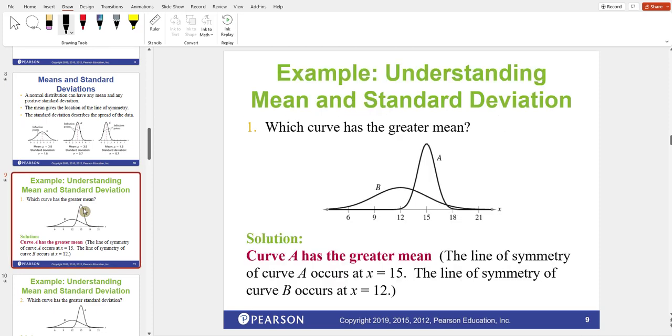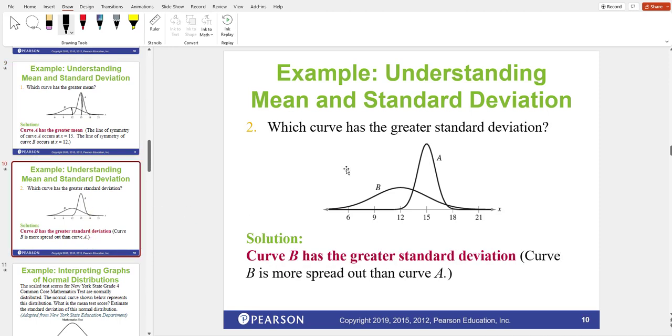So in this example, it's asking us which curve has a greater mean. If you look at graph A and its peak, it is about 15. But if you look at graph B, the peak is at about 12. So the mean for graph A is greater. Okay. The next question says which one has a greater standard deviation. Well, you look to see which one is wider. And as you can see, B is wider than graph A.